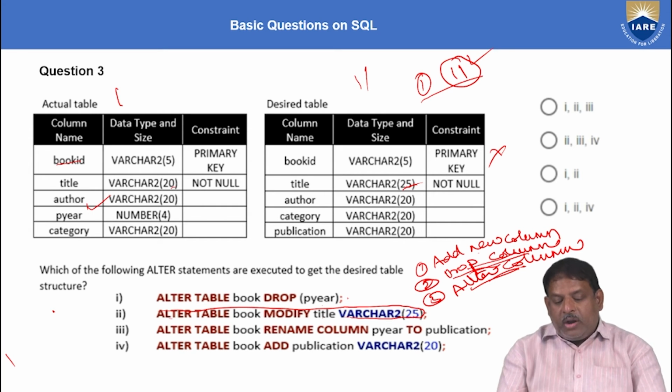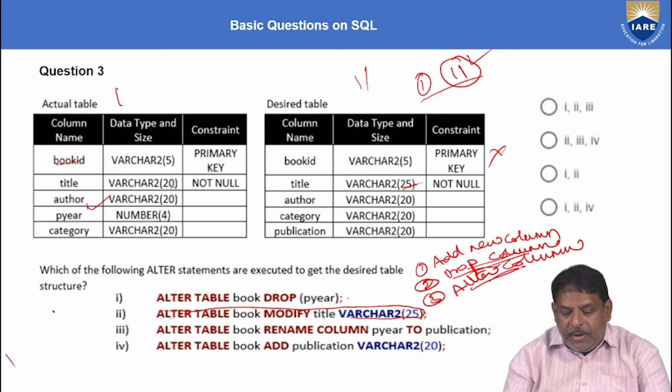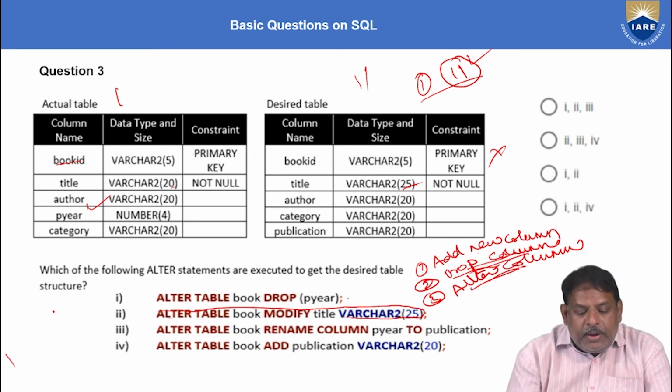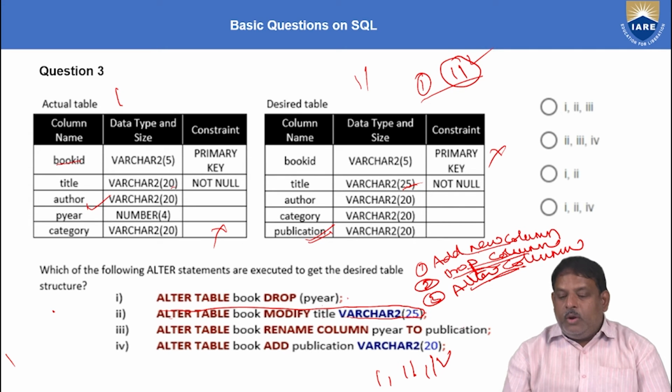Still we have not completed. Next is category. Okay. Now here publication is not here. It means we need to add publication. So how to add a column? By using the first option, add column. So answers are 1, 2 and 4.